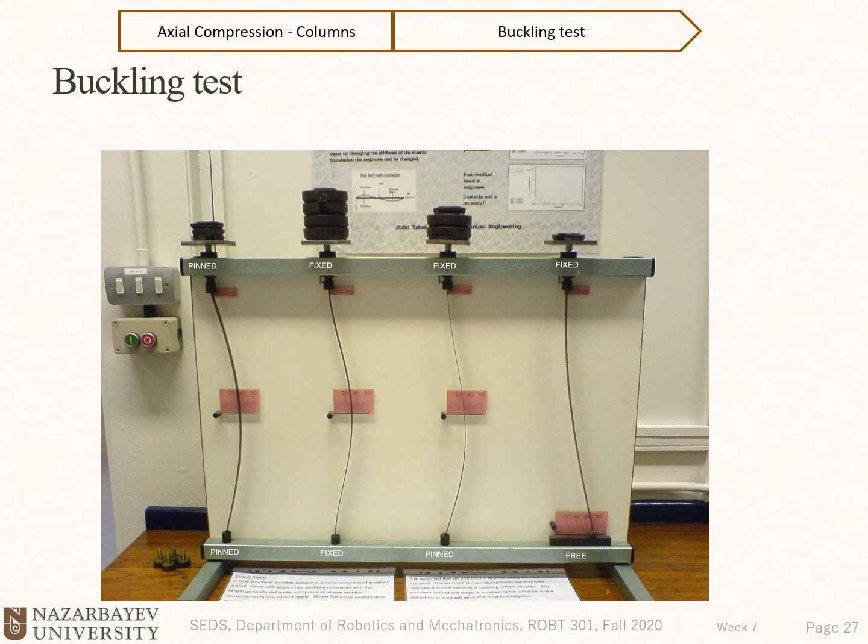Here also in this picture you see how they are testing columns with different end conditions. For example, we have pinned-fixed and free-fixed, and they apply load and see if the load reaches the critical value before failure.